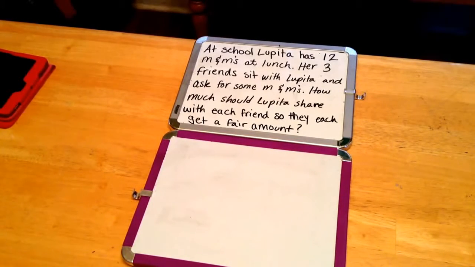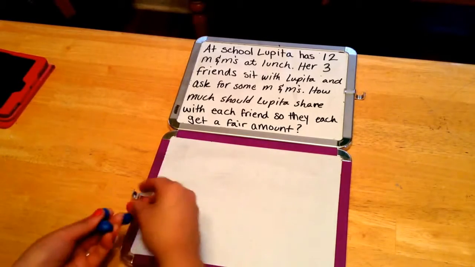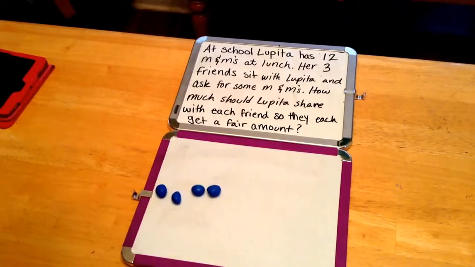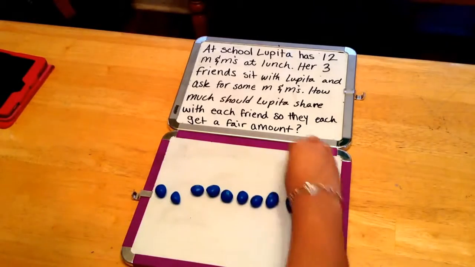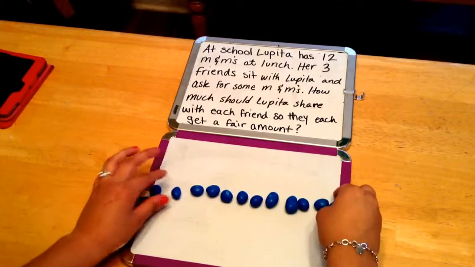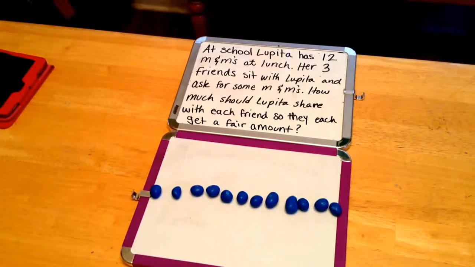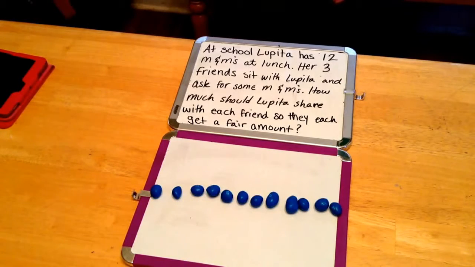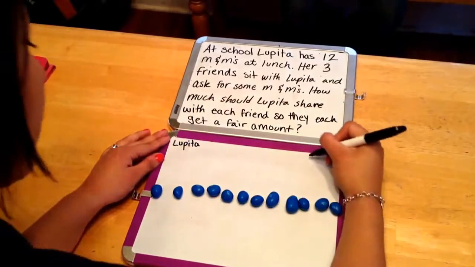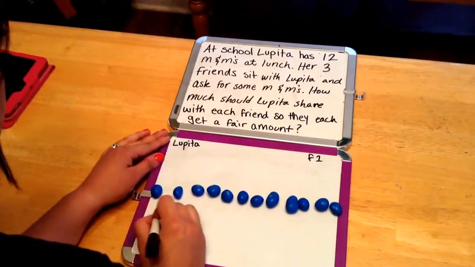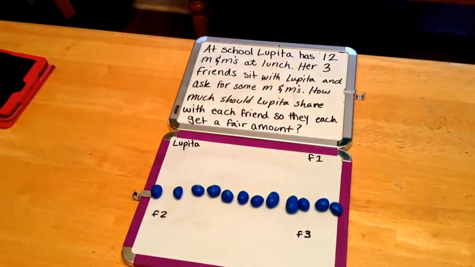So we have 12 M&Ms. So let's count it out. 1, 2, 3, 4, 5, 6, 7, 8, 9, 10, 11, 12. Okay, so how many friends are we going to share this with? 3. Okay, but whose M&Ms are these? Lupita's. So how many girls are each going to get a fair amount? 4. So we'll put Lupita, friend 1, friend 2, and friend 3. Okay?